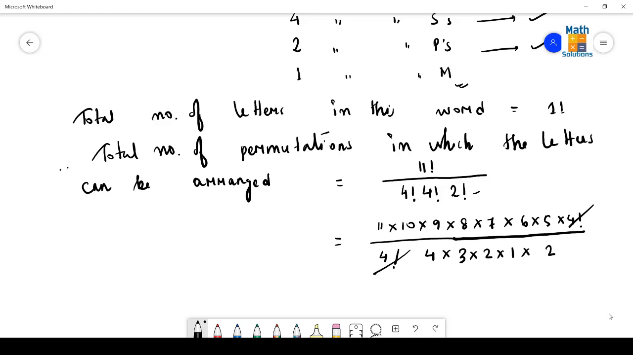Then after that, what do we get? 3 twos are 6, the 2 gets multiplied. Then the 2 gets cancelled. Then 4 twos are 8, this 2 gets cancelled here. So if we multiply the rest of the terms, the result we should get is 34650.